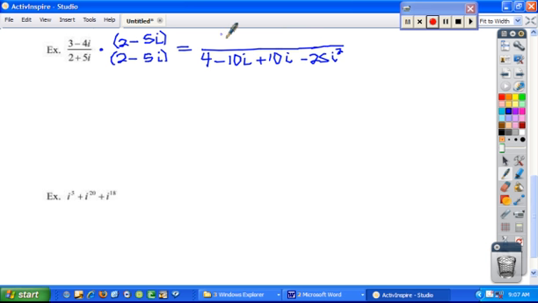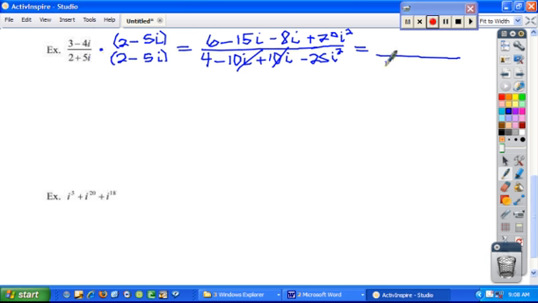And then on the top, I get 6 minus 15i minus 8i, and then plus 20i squared. Okay, now the bottom, the i should go away. So the middle terms cancel. That should always happen because this pattern is the difference between two squares.